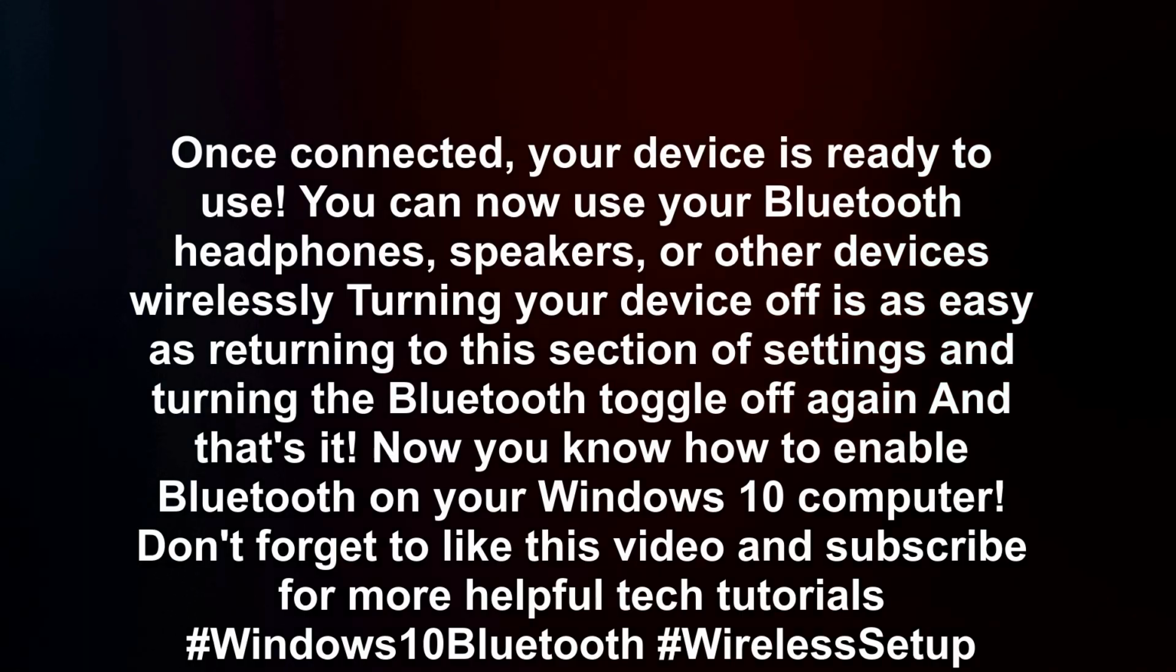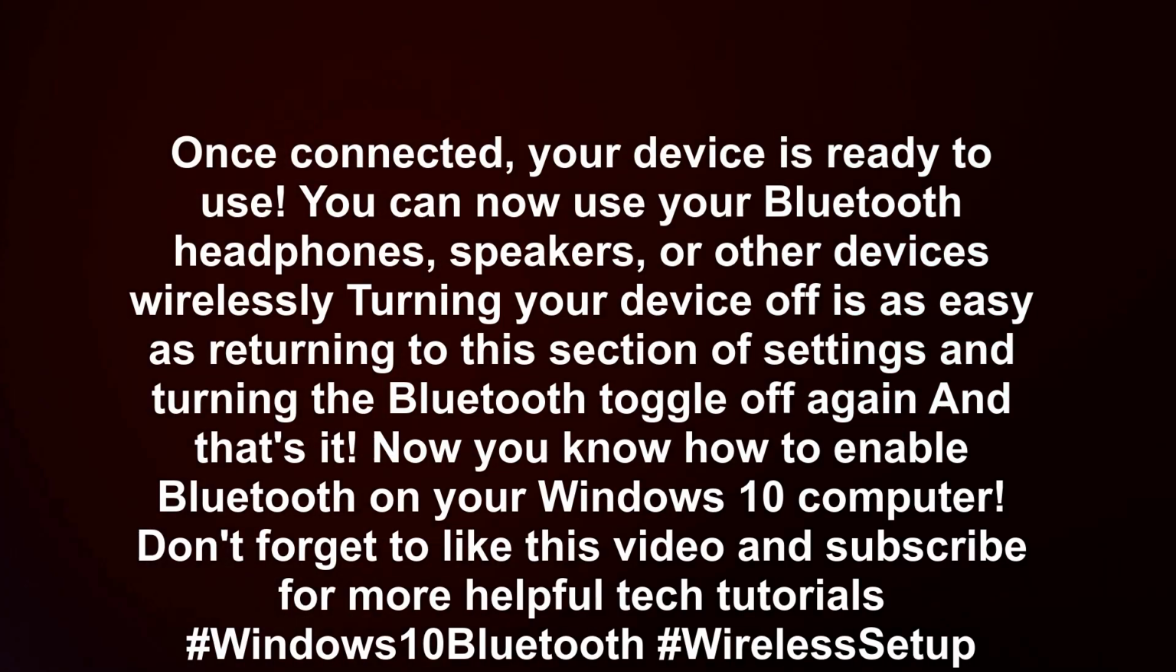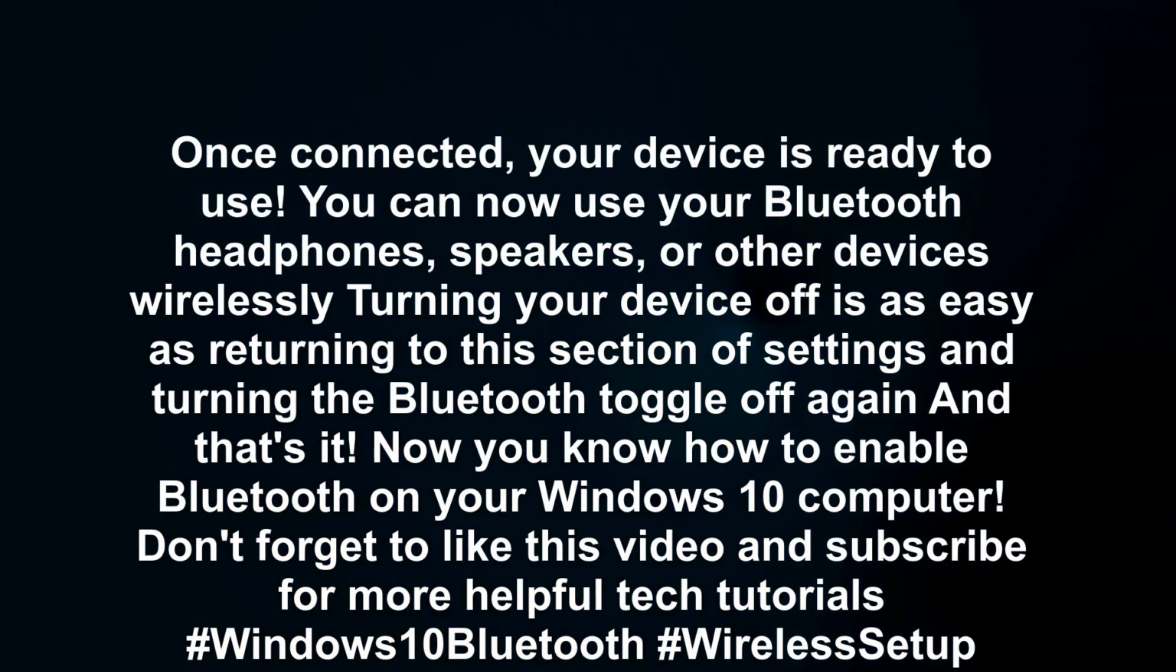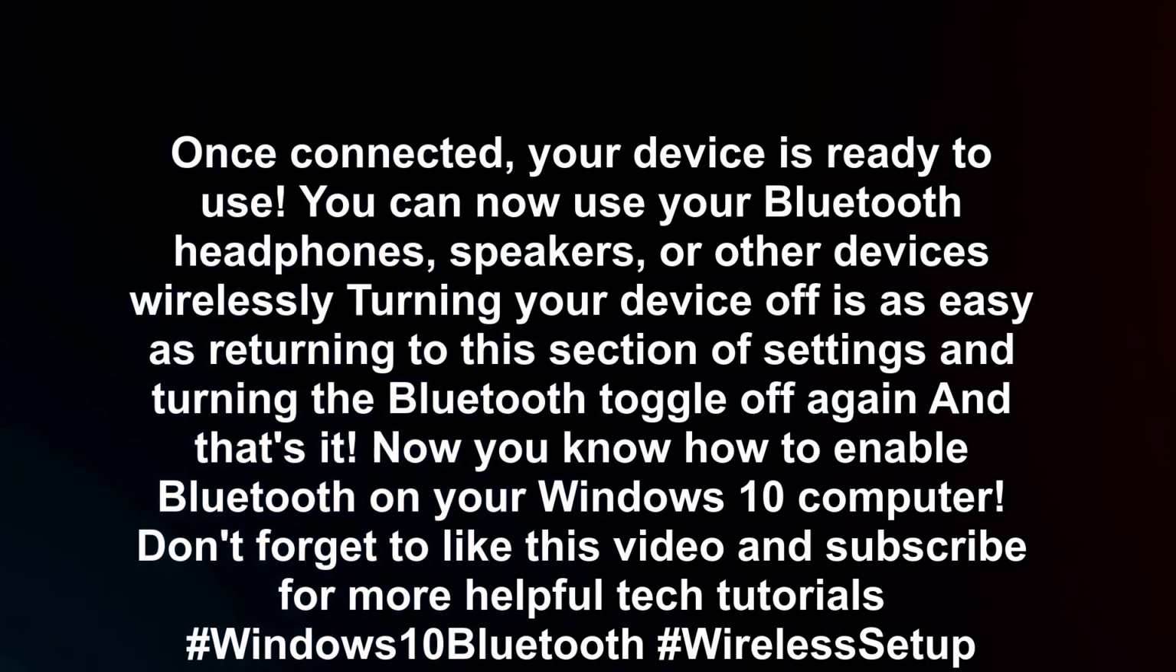Turning your device off is as easy as returning to this section of settings and turning the Bluetooth toggle off again, and that's it. Now you know how to enable Bluetooth on your Windows 10 computer.